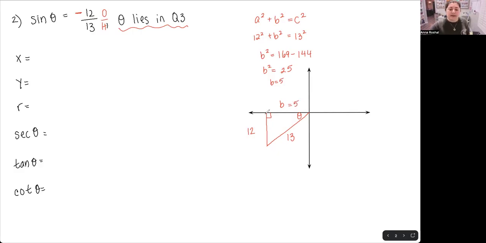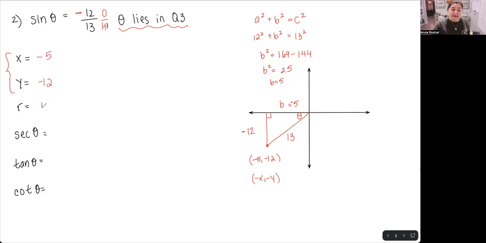Now I know that this distance here is going to be a negative amount, so this is actually -5. This is also going to be negative because this point here is going to be -5, -12. I know that my x and my y in here are both negative. So if I need to figure out what my x and y are, I know my x is -5 and my y is -12.